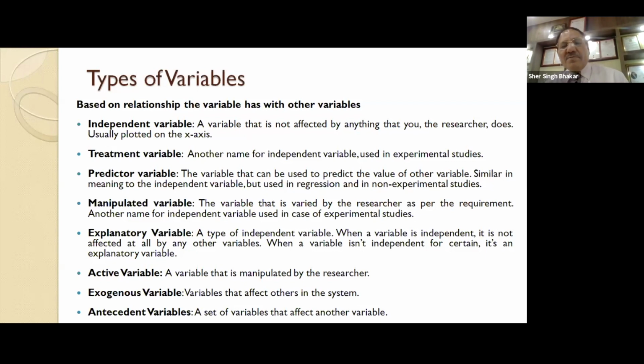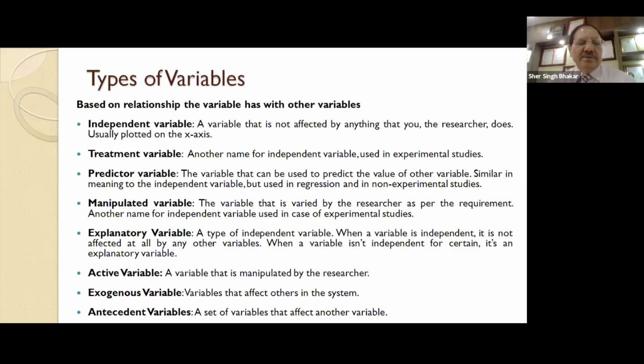Again, it's an independent variable, and this is used for non-experimental studies. Explanatory variable is used in non-experimental studies where one variable is affecting the other variable. Active variable is used for an independent variable where the researcher can manipulate it.